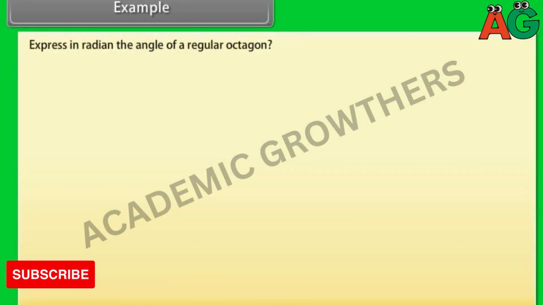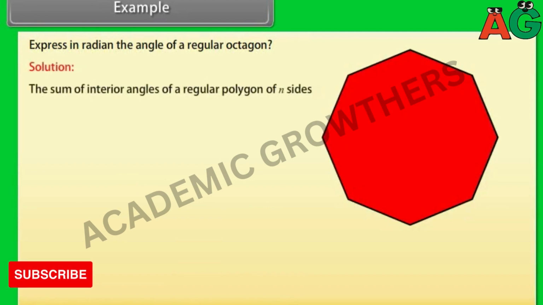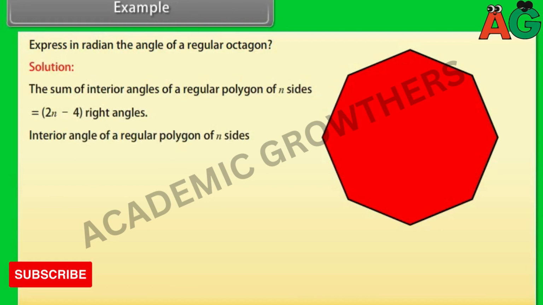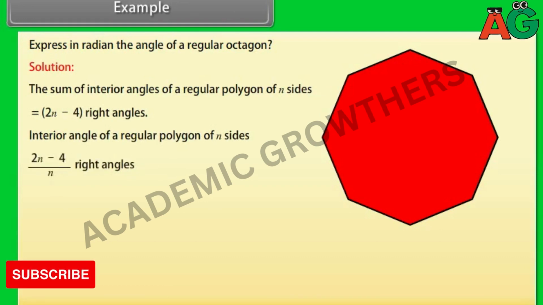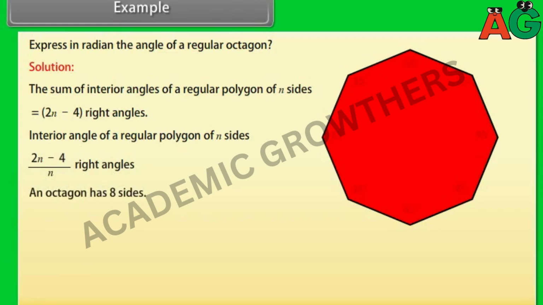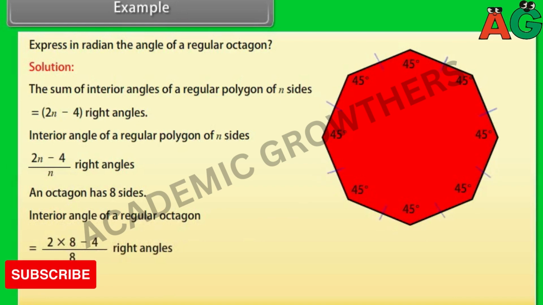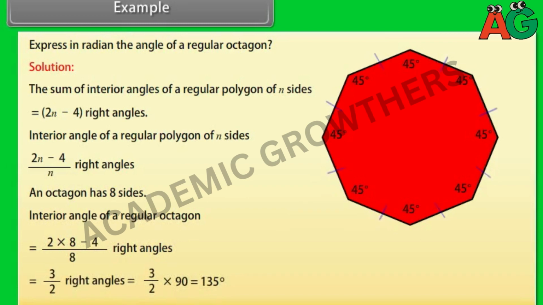Example. Express in radian the angle of a regular octagon. Solution. The sum of interior angles of a regular polygon of n sides is equal to 2n-4 right angles. Interior angle of a regular polygon of n sides is (2n-4)/n right angles. An octagon has 8 sides. Interior angle of a regular octagon is equal to (2 into 8-4)/8 right angles, which is 3/2 right angles, equal to 3/2 into 90, which is 135 degree.